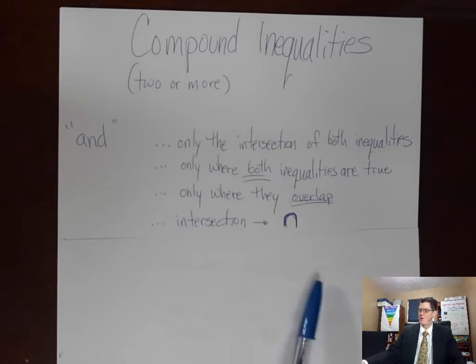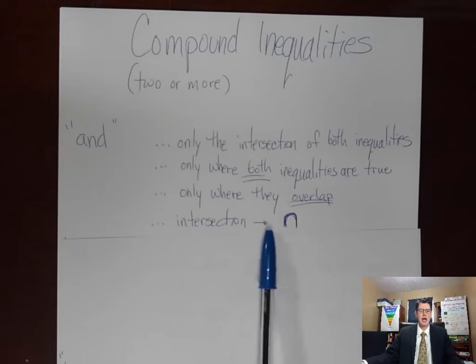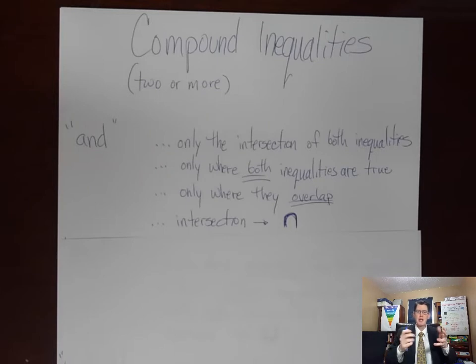You'll see it written in future years with what looks like an upside down U. It's not a U because I've used the next one down. But that's what and means. It's where both conditions exist, where the and is satisfied.